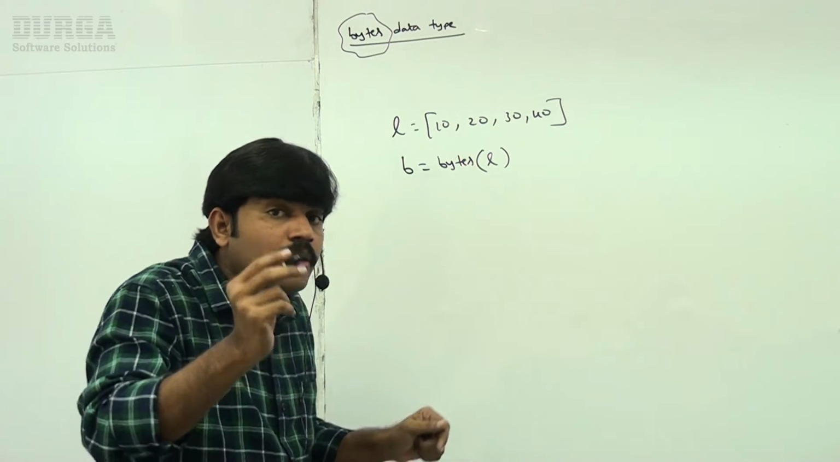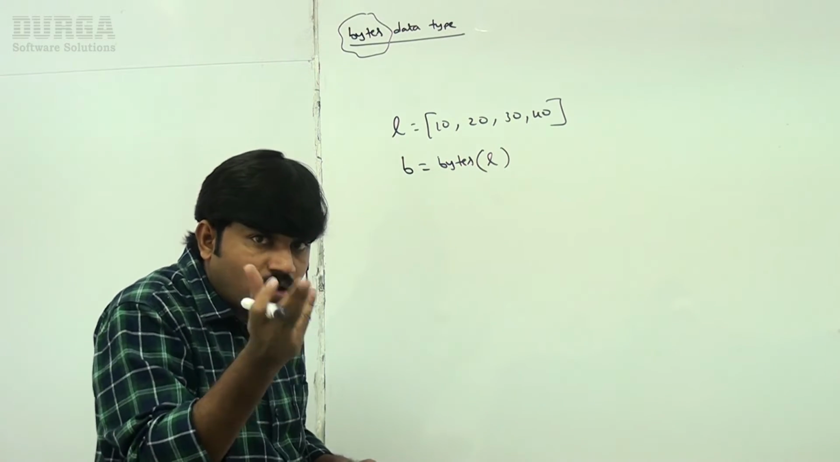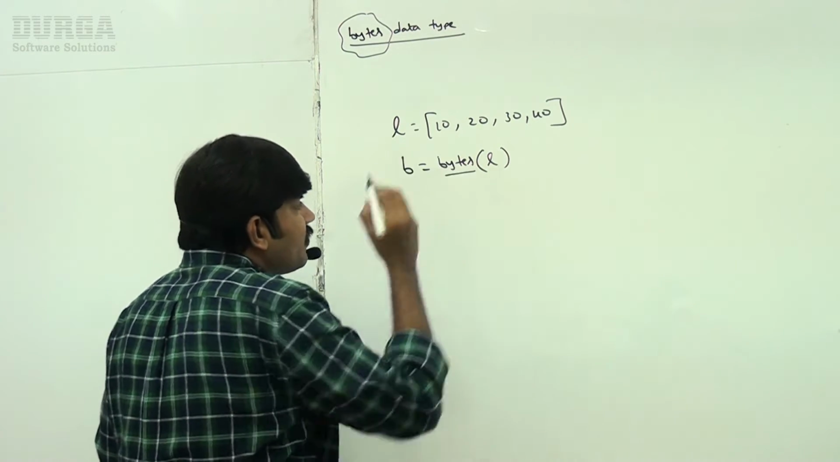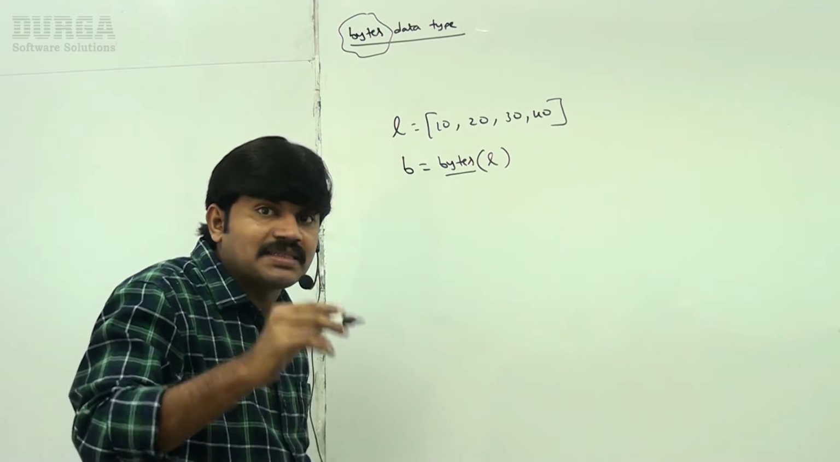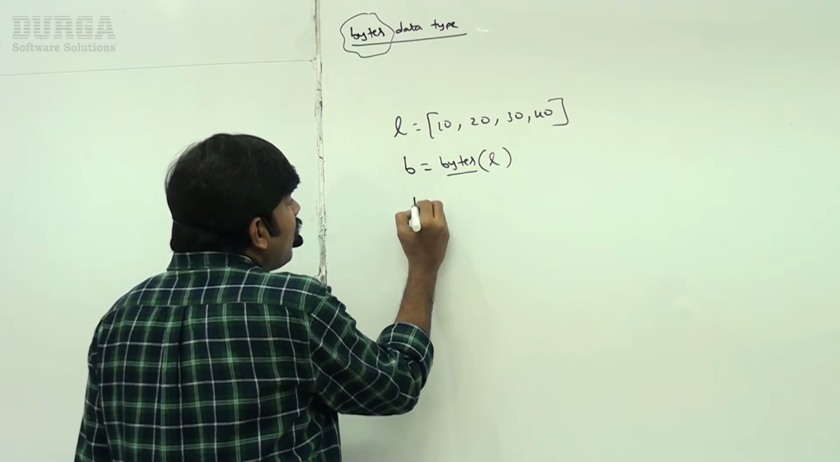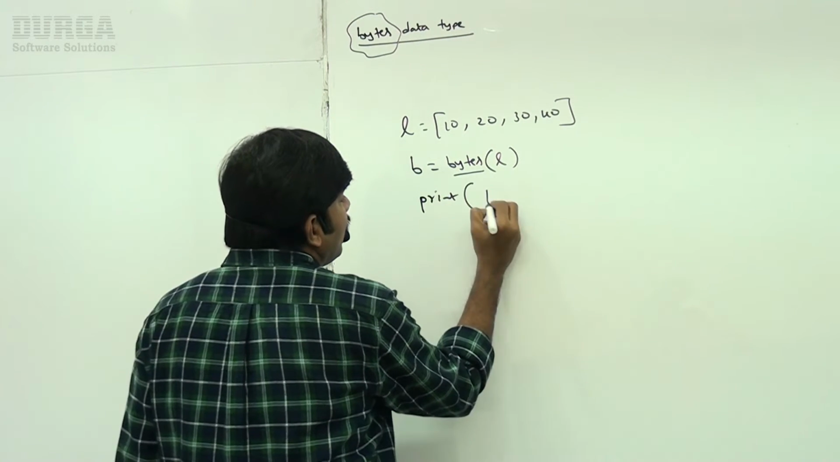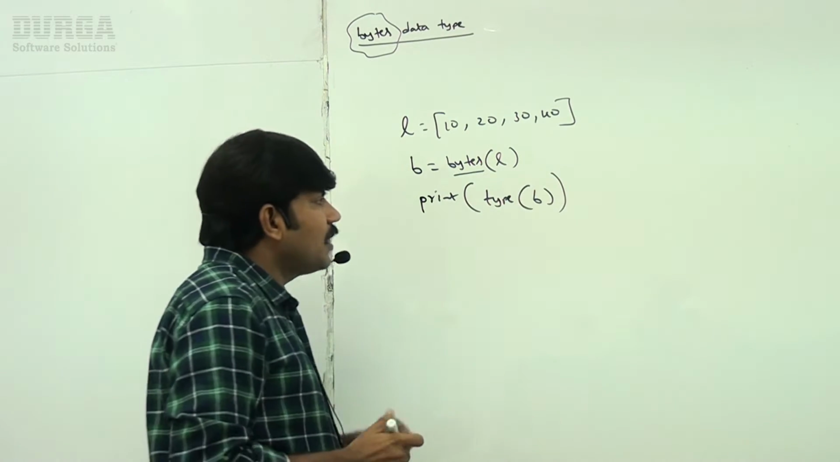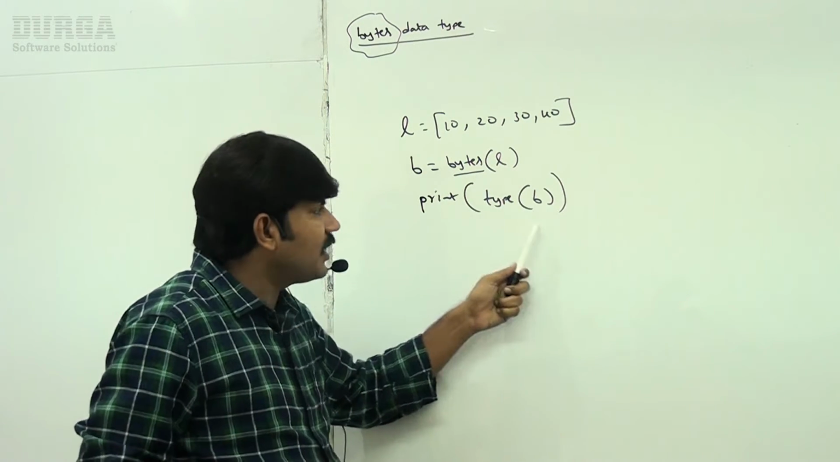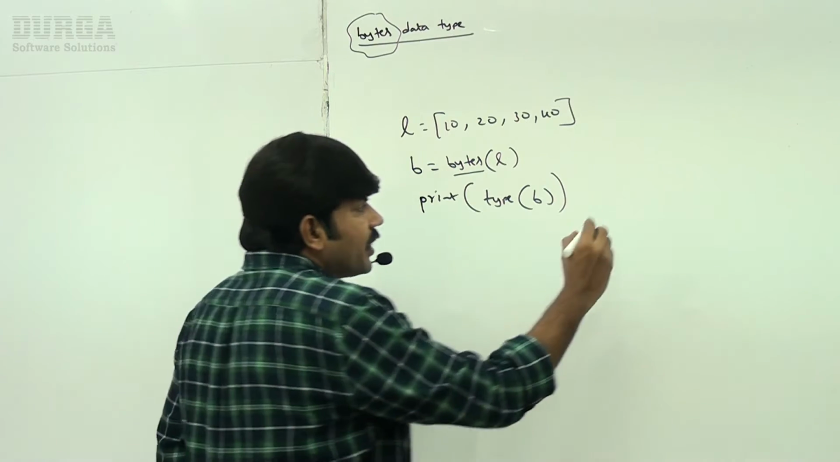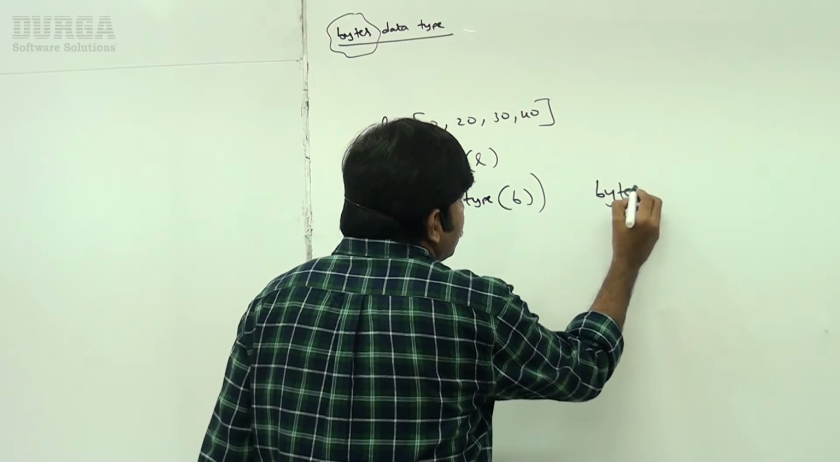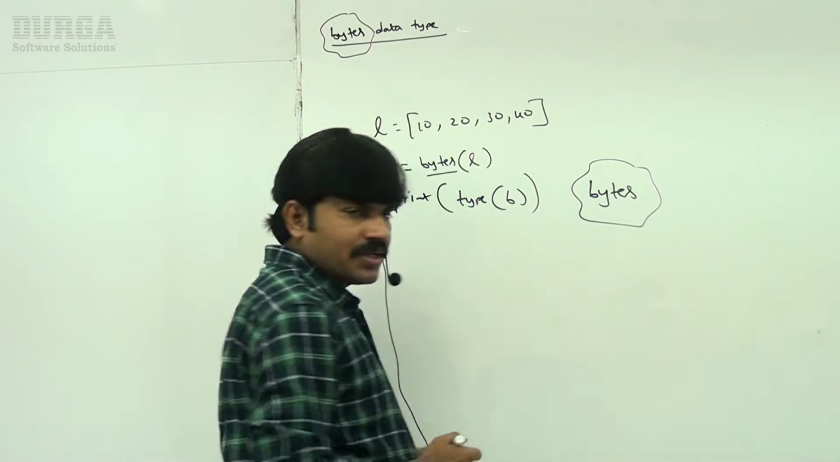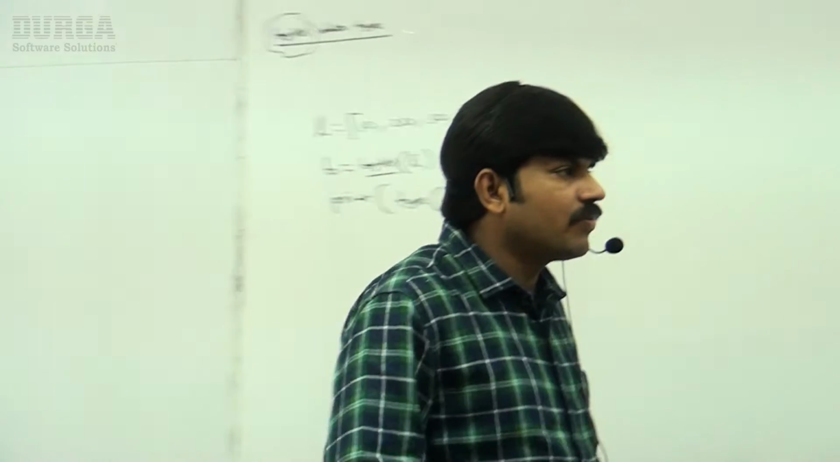If you want to create a bytes object, you have to call an inbuilt function. What is that function? bytes of L. Now print type of B. What answer are we going to get? Yes, it is the bytes type. Let me show this one. Have a look.